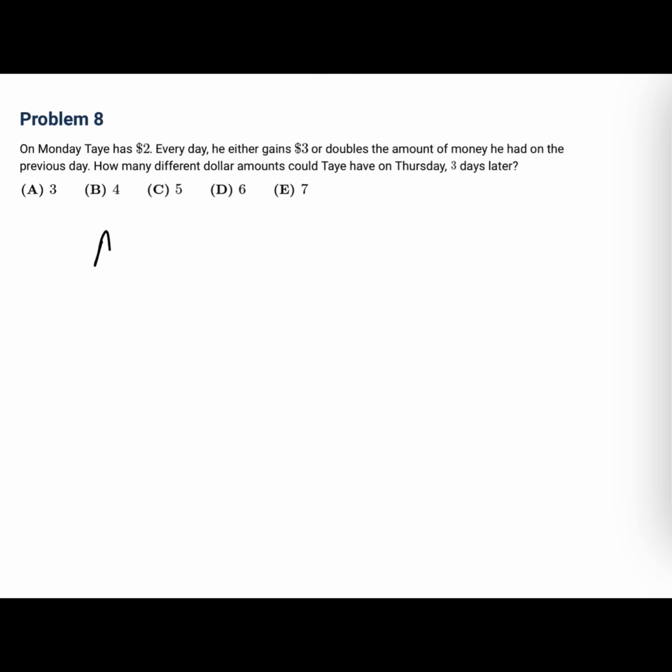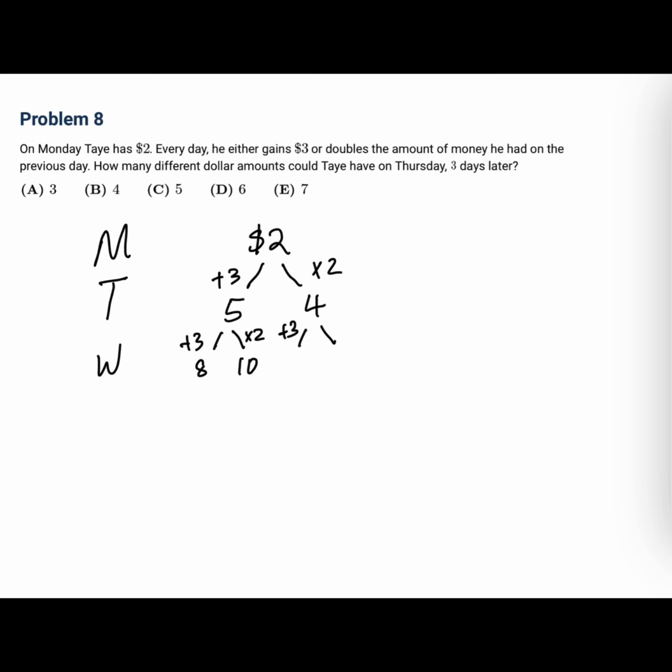So on Monday, Tay started off with $2. The next day, on Tuesday, there are two different options. He could either add $3 and get $5, or double that amount and get $4. On Wednesday, there's 4 different options now, since each of our 2 options have 2 more options. Either add 3 or times 2, that's 8 or 10, same thing over here.